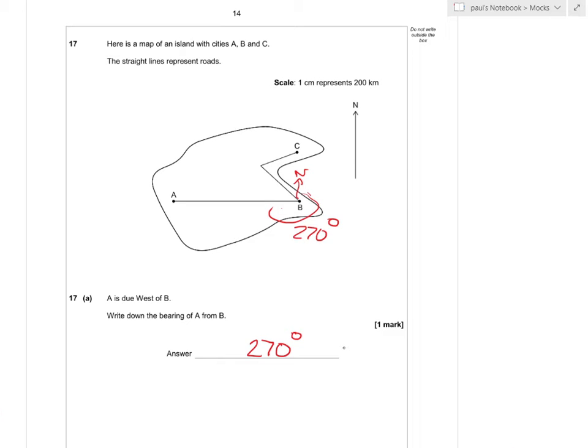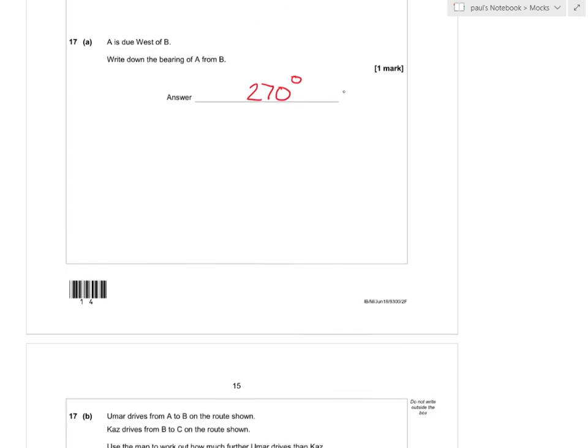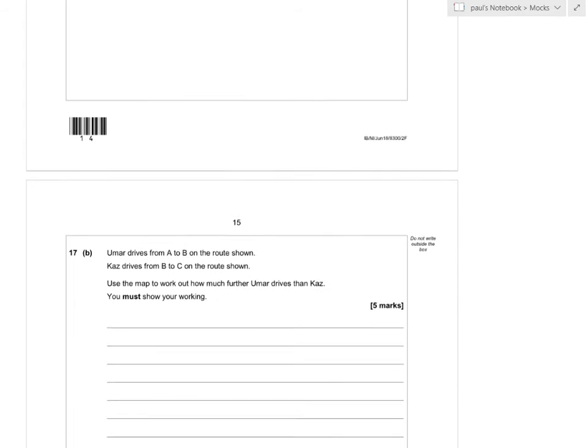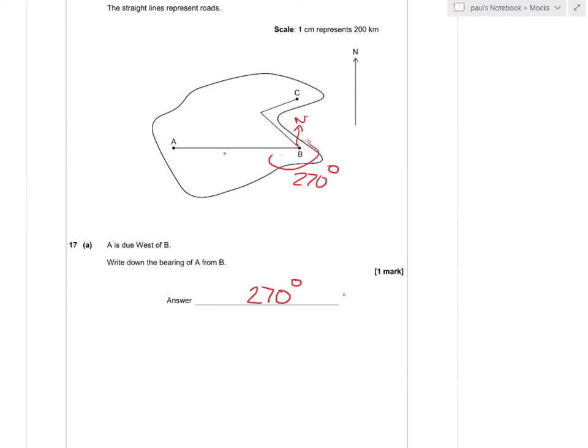Now 17B is going to ask us about something else, isn't it? Umar drives from A to B on the route shown. Kaz drives from B to C on the route shown. Use the map to work out how much farther Umar drives than Kaz. So A to B and B to C. I really can't measure this, but if you imagine that I could, and I've measured A to B as, say, 7 centimetres. I'm going to do the answer here, yeah?